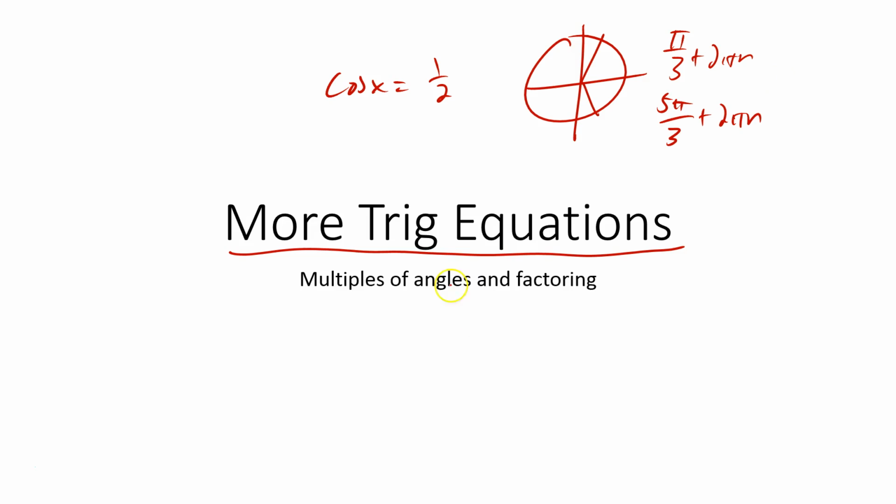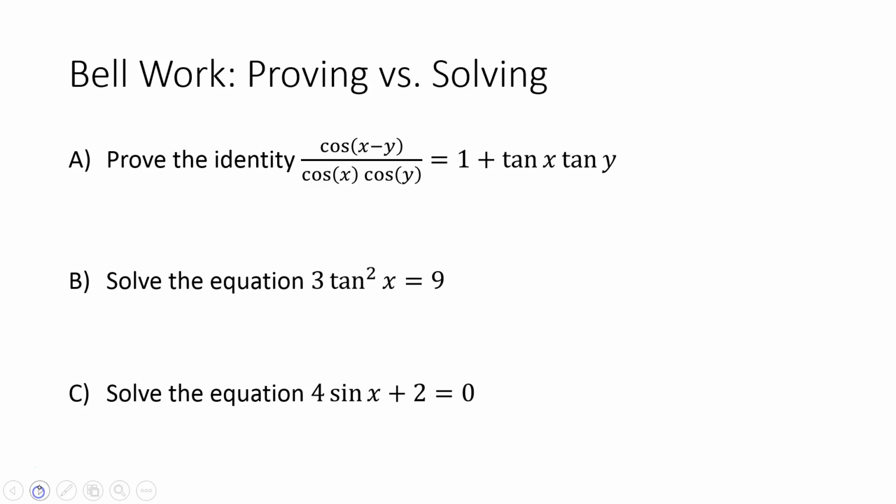Now we're just going to expand on this with multiples of angles and factoring, and we're going to do that actually in the opposite order. But let's take a look and see what we find. So first thing, if you want to try this for above work, you can pause the video and give it a shot. Just the difference between what an identity is and what it is to solve an equation. So if you want to pause and give it a shot, go ahead.